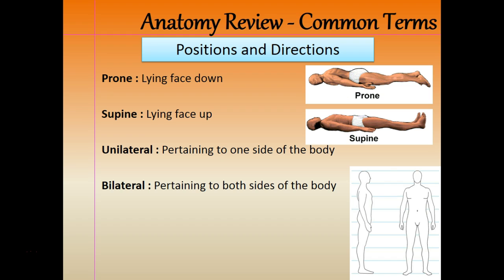Uni obviously refers to one side, so pertaining to one side of the body. And bilateral, what we would say is it pertains to both sides. So let's say a patient has hamstring inflexibility. Is it unilateral, only on one side, or is it bilateral? And then how does that drive our treatment paradigm, etc.